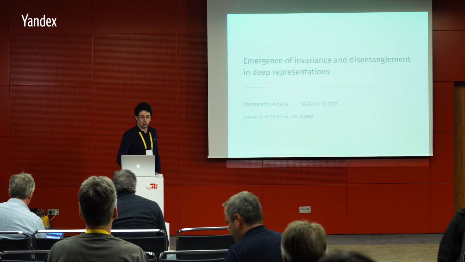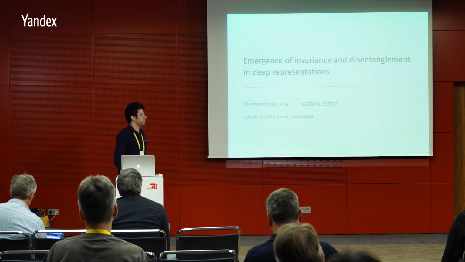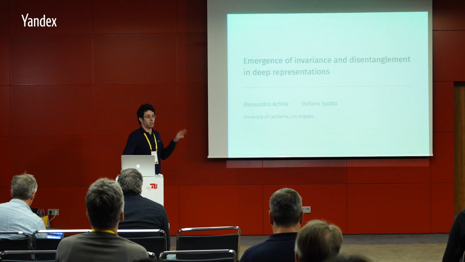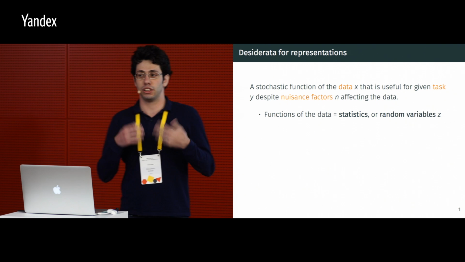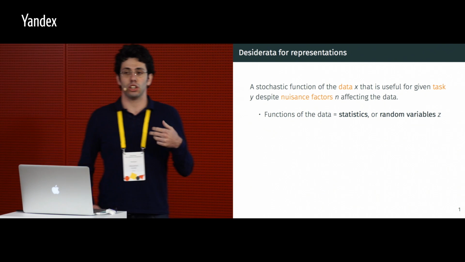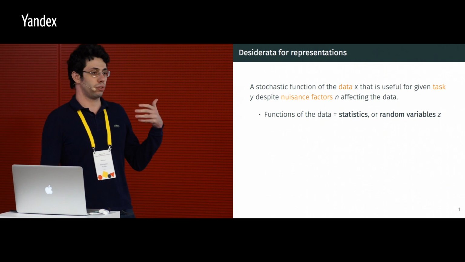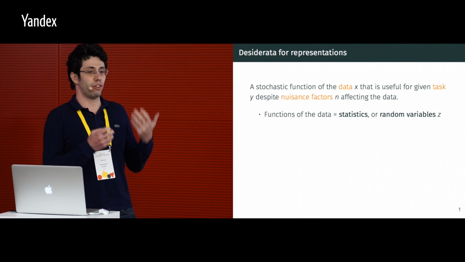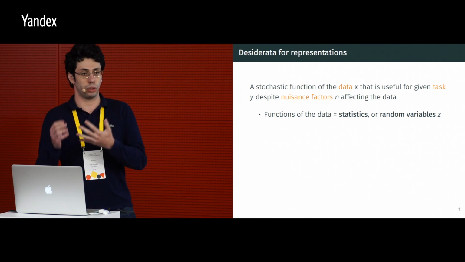So in this talk, we will talk about the representations of the data. Let me start just by defining what we mean by a representation of the data. A representation for us is any function or stochastic function of the data which is useful for the task we're trying to solve. So how do we define useful for a task? We define it in the sense of how informative it is for the task we're trying to solve.